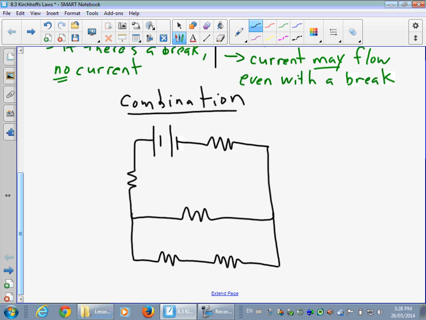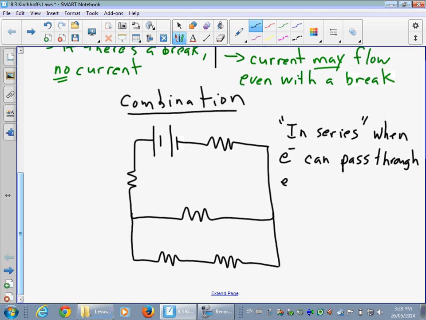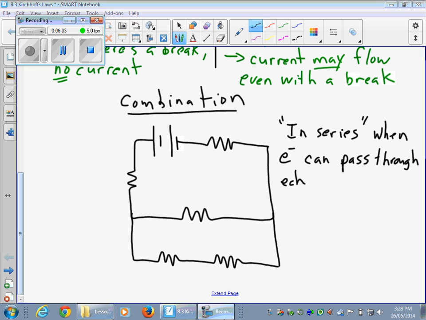This is obviously a parallel circuit because there's more than one path, but there are parts that are in series. So two components are in series when electrons can pass through each in one loop.